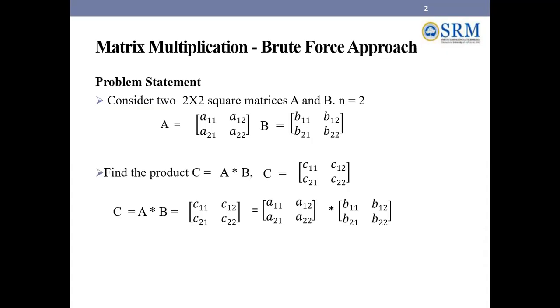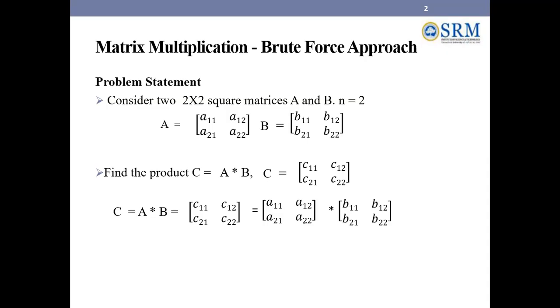So matrix A contains 2 rows and 2 columns. The row and column elements are represented using the row number and column number. A11, that is first row, first column, and A12, first row, second column. Like that, we can represent the matrix elements for A and B. So B11, B12, B21, B22 are the elements of B matrix.